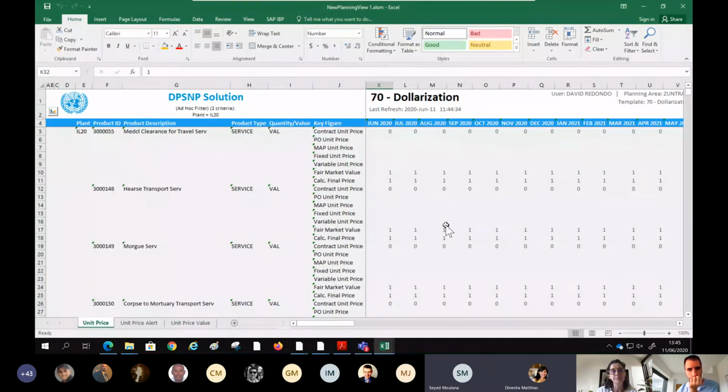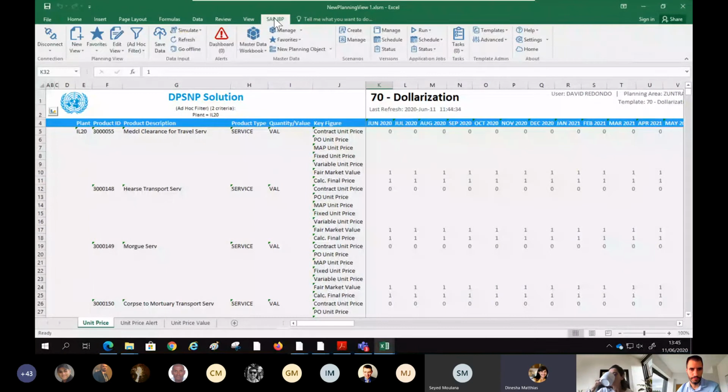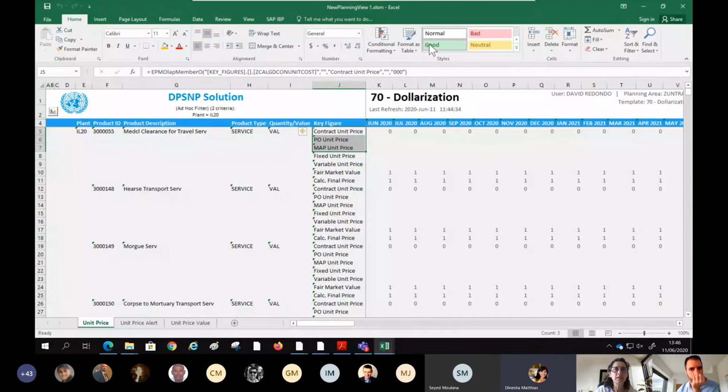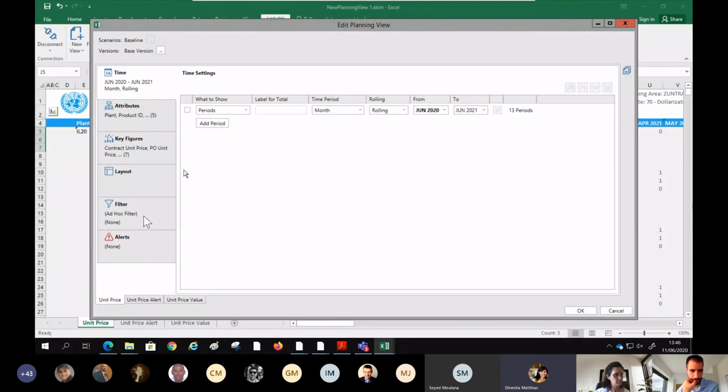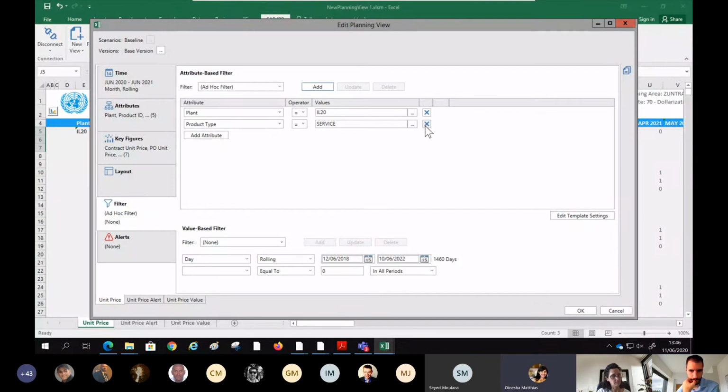Okay. So if you go all the way up, the first key figure, the contract unit price, is something that will automatically flow from SRM through HANA. And then the PO price is also something that will automatically come, and MAP is something that will automatically come. So once the solution has gone live, there will be no place for the planner or the price planner to adjust any of these three. And if it's a material, the planner will influence it through fixed. And if it's services, yeah, and if it's fuel, the planner will influence both the fixed and the variable.